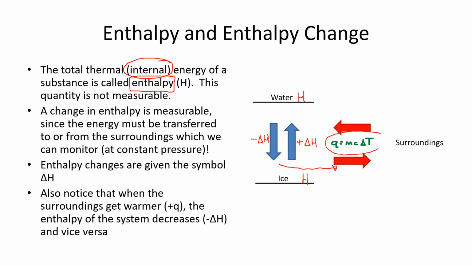We can always measure the change in temperature in the surroundings. And if we know the heat capacity and the mass, we can work out the amount of energy that got transferred. So that's your heat. Heat is the energy being transferred. So we can monitor the surroundings, figure out how much heat was transferred, and then by deduction determine that the enthalpy either increased or decreased by looking at the surroundings. This all works only if we keep things at constant pressure, which is what we're going to do throughout this course.